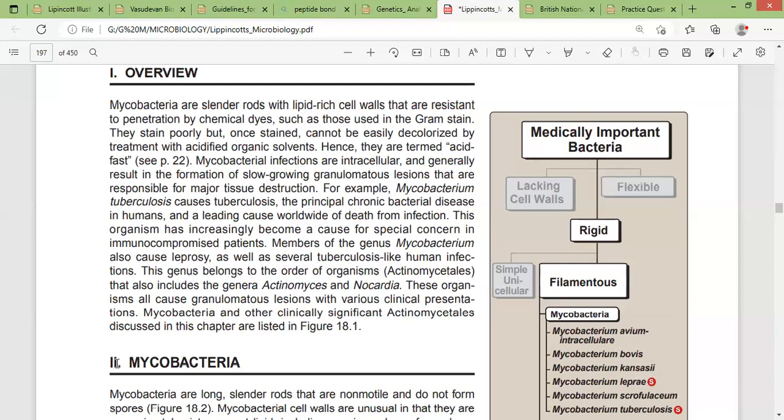Then we know the most common one is Mycobacterium tuberculosis, which is the causative agent of tuberculosis. The other ones: Mycobacterium leprae causes leprosy. Mycobacterium avium complex is more in HIV patients, all those things.